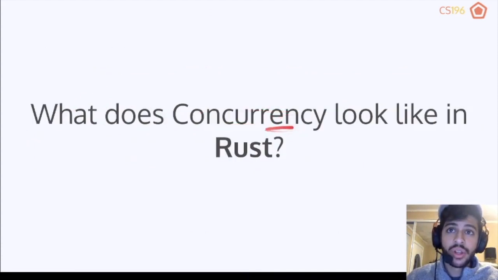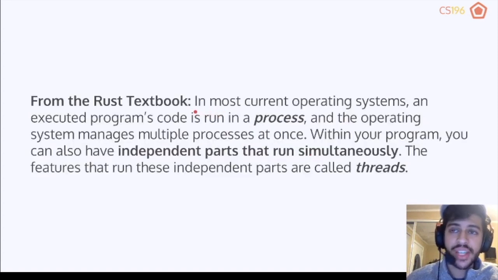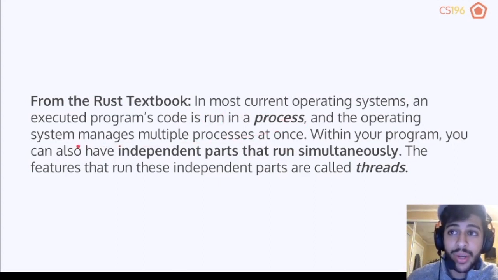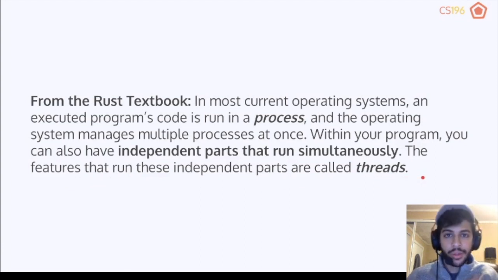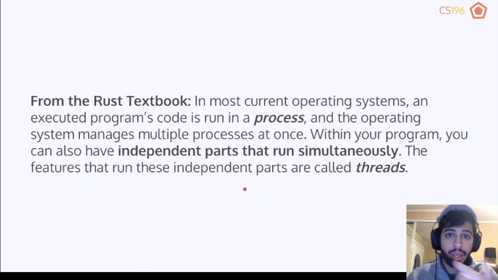So what does concurrency look like when we use Rust? The first thing we need to look at is threads. So what is a thread? From the Rust textbook, we can define it as this. In most current operating systems, an executed program's code is run in a process, and the operating system manages multiple processes at once. Within your program, you could have independent parts that run simultaneously. The features that run these independent parts are called threads. So threads are very much at the backbone of concurrency. Threads are how we have those independent parts actually run, in those chunks, right?